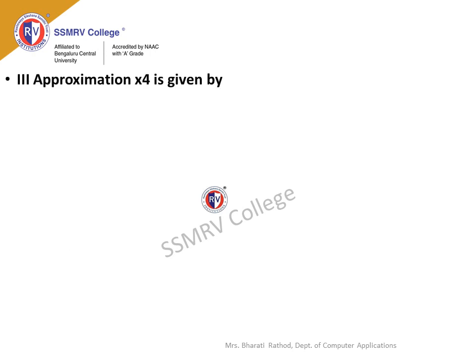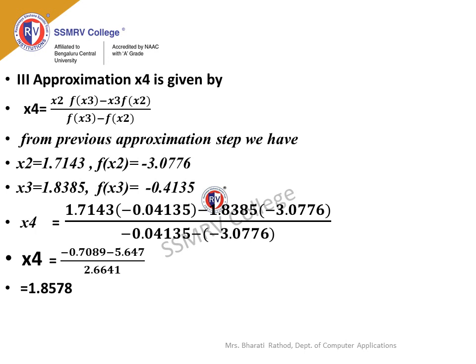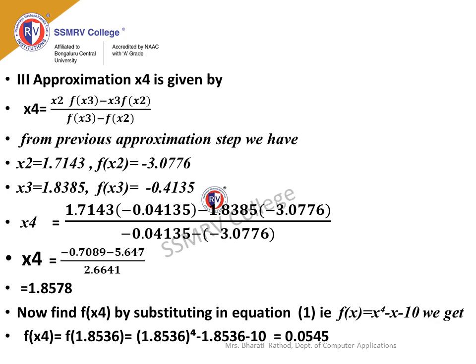The third approximation x4 is given by x2 into f of x3 minus x3 into f of x2 divided by f of x3 minus f of x2. From the previous step, we got x2 equal to 1.7143, hence f of x2 equal to minus 3.0776, and x3 equal to 1.8385. So f of x3 equal to minus 0.4135. Now substituting these values in the approximation x4, we get x4 equal to 1.84578. Now find f of x4 by substituting the x4 value in equation number 1. We get f of x4 equal to 0.0545.